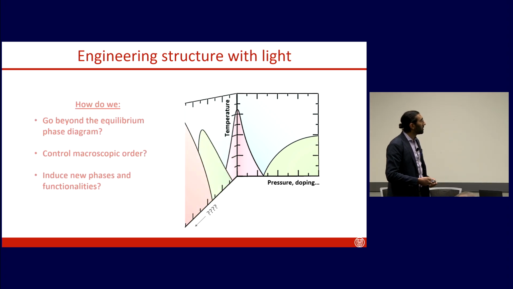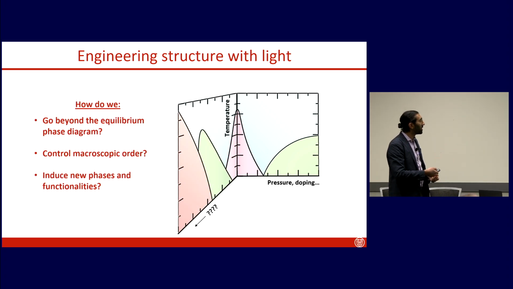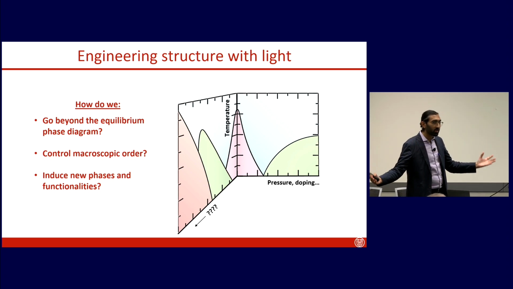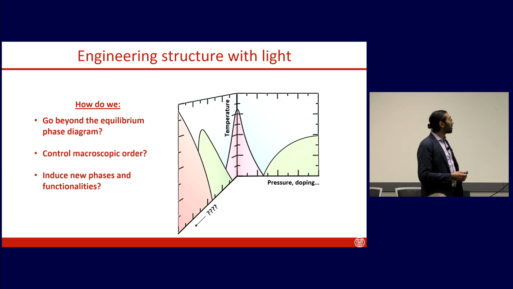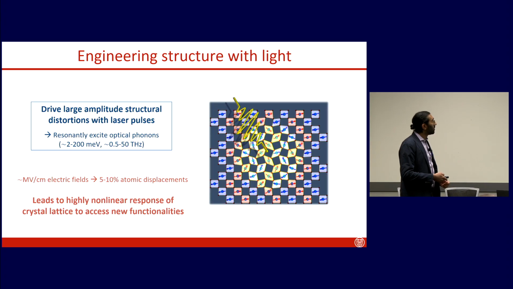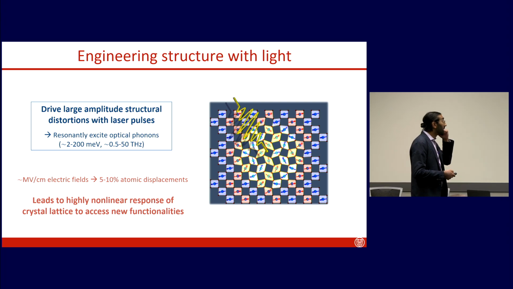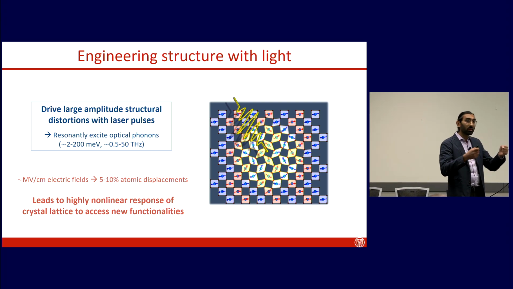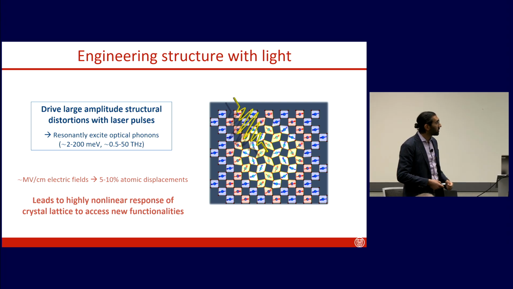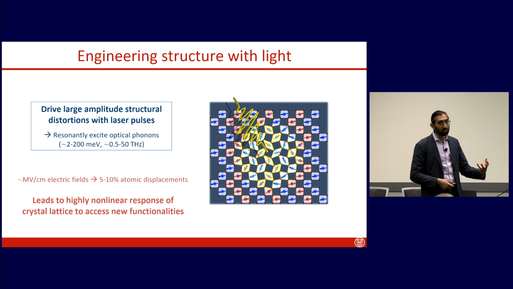And so the dream is essentially to be able to go beyond this equilibrium phase diagram to control macroscopic order, to control order parameters, and induce new phases and functionalities that maybe can't even be accessed in equilibrium with pressure, for example. Okay, and so what I'll be telling you about is how we can do this using light, and instead of applying static pressures, we'll be shining light directly on the crystal resonantly with its vibrational modes.